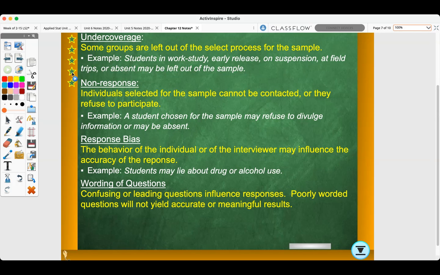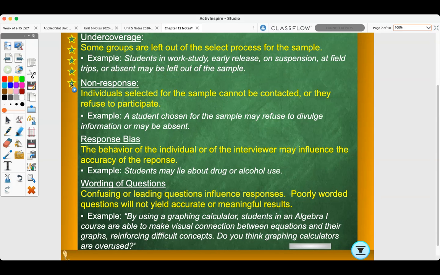The wording of questions. Confusing or leading questions influence responses. Poorly worded questions will not yield accurate or meaningful results. An example would be, By using a graphing calculator, students in Algebra 1 courses are able to make visual connection between equations and their graphs, reinforcing difficult concepts. Do you think graphing calculators are overused?